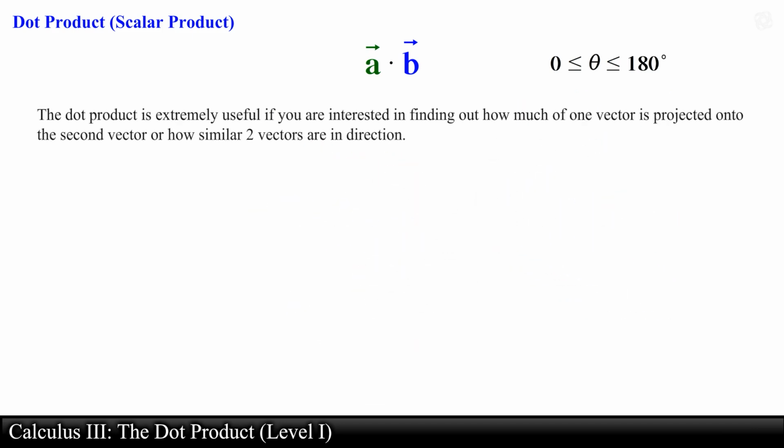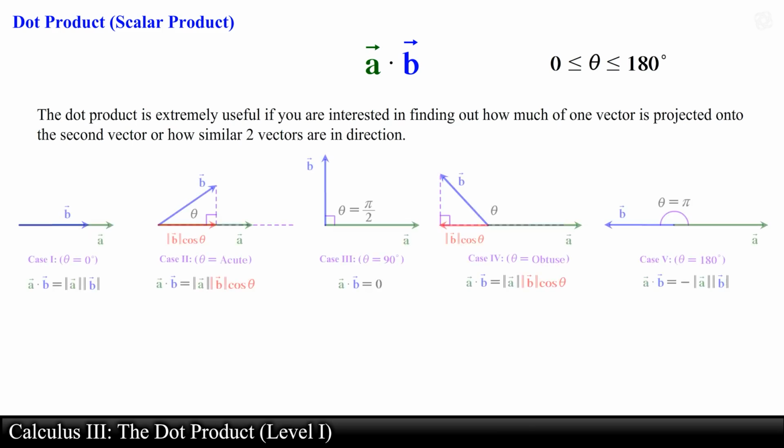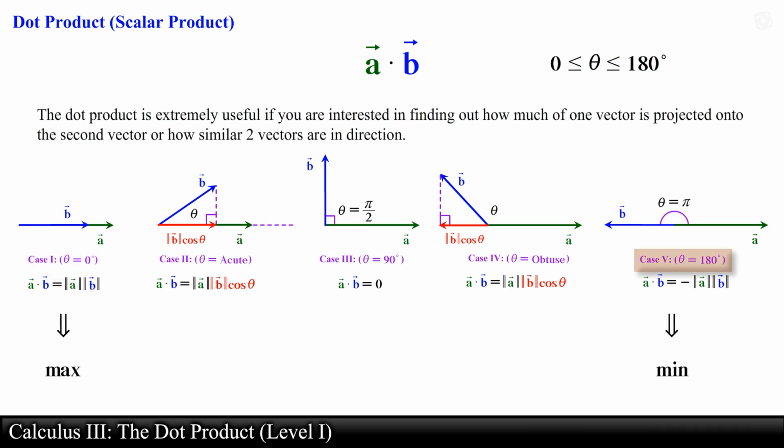Alright, notice that the dot product is extremely useful if you are interested in finding out how much of one vector is projected onto the second vector, or how similar two vectors are in direction. Taking a look at all 5 cases, we see that if the magnitudes of two vectors are constant and do not change, the dot product will have a maximum value when theta equals 0 degrees, and will have a minimum value when theta equals pi.